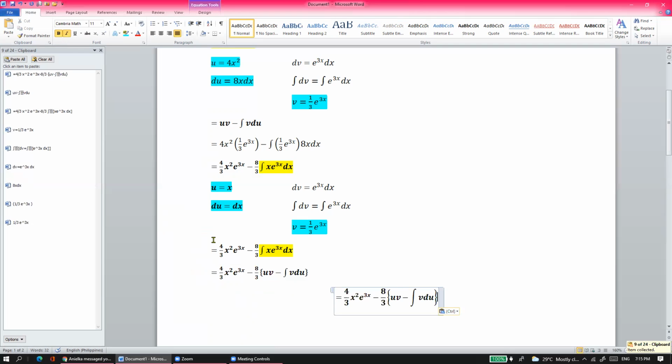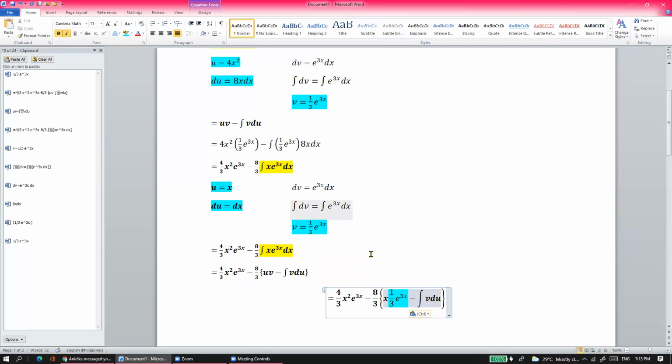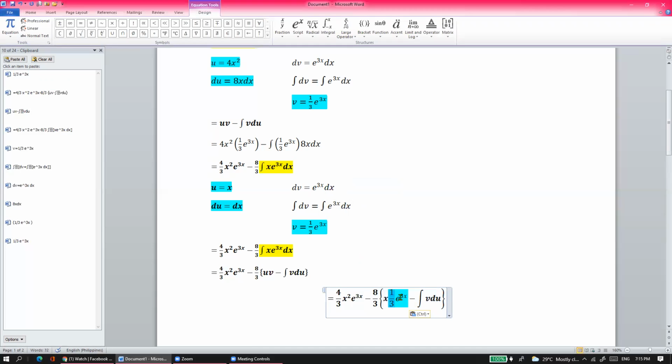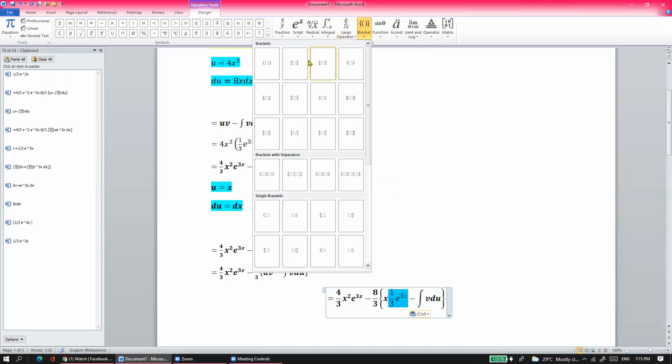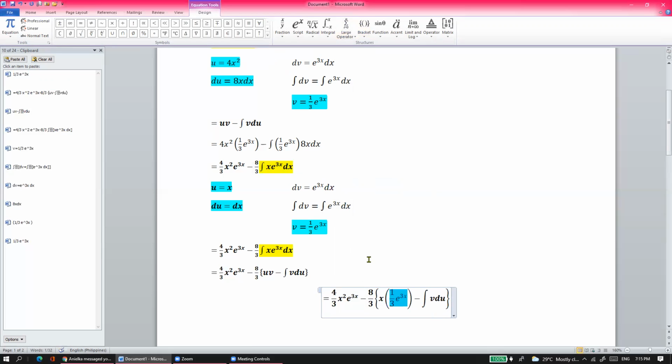So, anong gagawin ko dyan? Direct substitution na naman. Yung u, papalitan ko lang ng x. And then yung b, papalitan lang ng 1/3 e to the 3x. So, copy-paste ko lang yan, and then saka ko lang lalagyan ng parenthesis para malinaw yung computation. Importante talaga yung mga symbols. Then, alisin ko na yung kulay para hindi nakakalito.